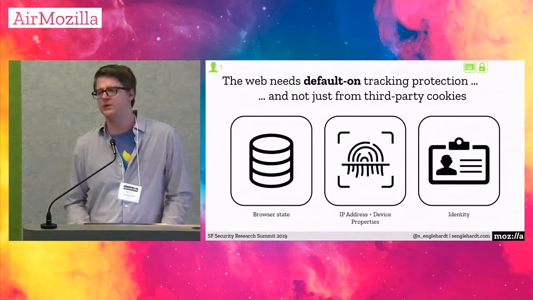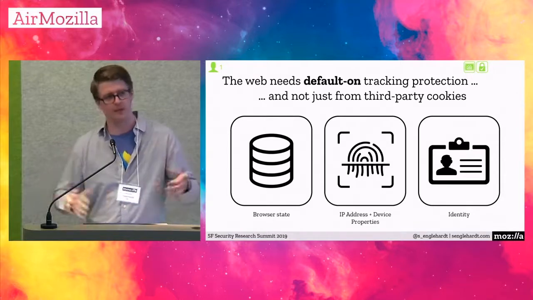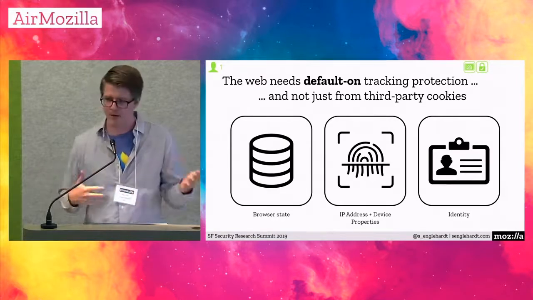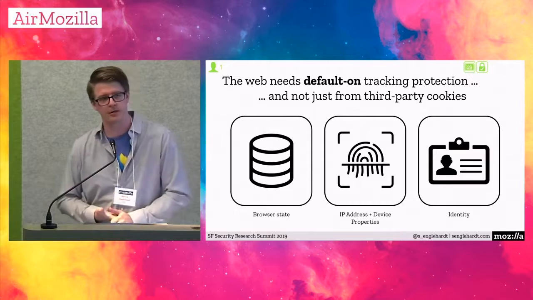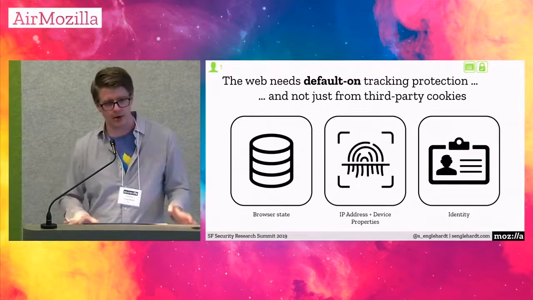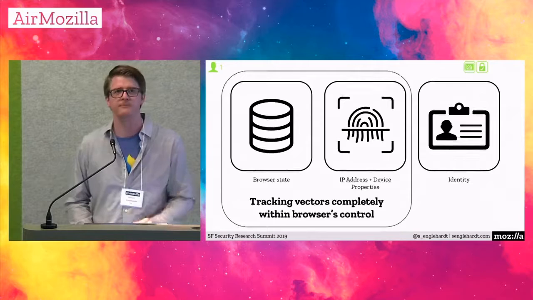And it's not really just cookie tracking that's a problem, right? There's 3 classes of tracking that I like to think about. One is browser state, right? Actually setting an identifier on the browser. The next is browser fingerprinting, IP address, all of these stateless identifiers you can use to identify the browser. And the third is identity. And so I'll quickly talk through these 3 areas and what Firefox is doing in each of them and where we could use some help.